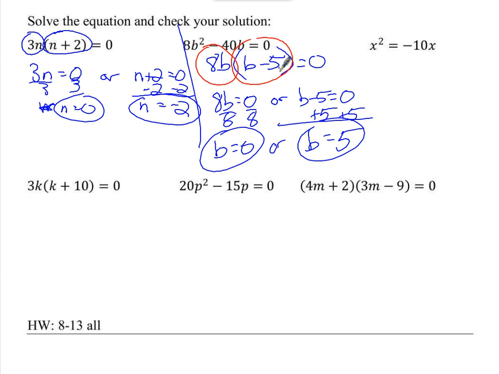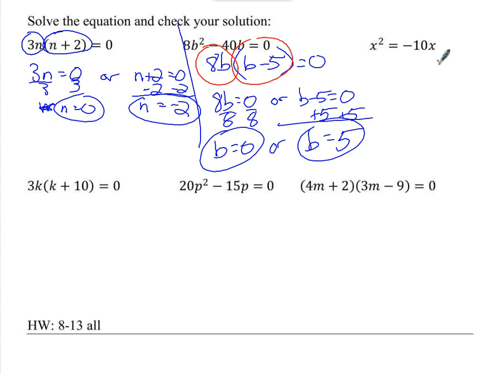If I plug 5 in, I have what right here? 25 times 8. I got 8 quarters. How much do I have? If I had 8 quarters in my pocket, how much money would I have? I'd have $2. So 25 times 8 is 200. Now 40 times 5, what is that? 200. So I have 200 minus 200, which is 0. So both of these answers work.